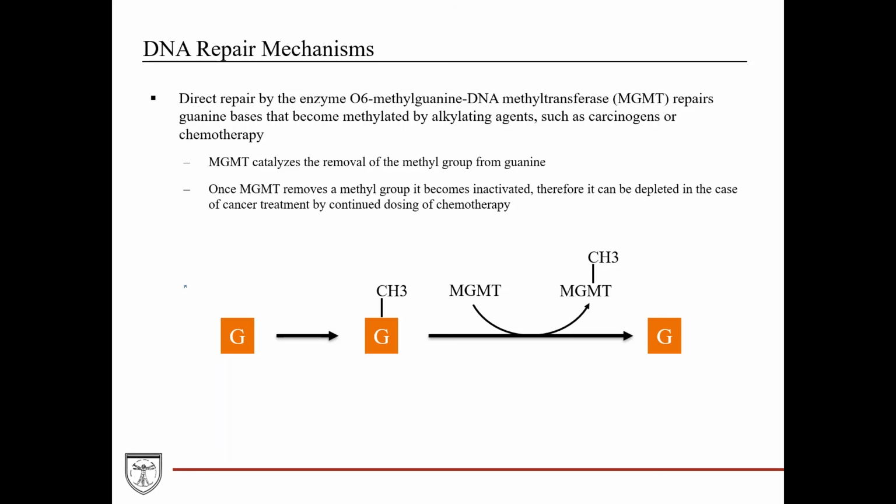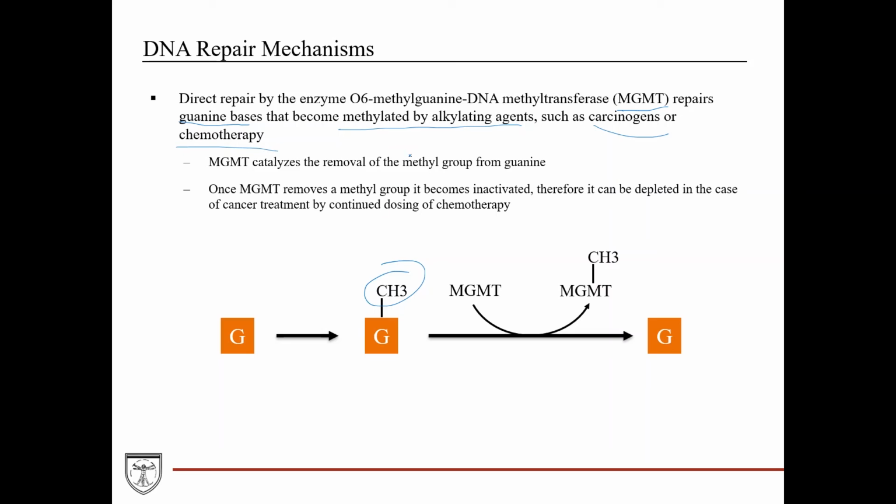All right, so this is an interesting repair mechanism. It's direct repair by an enzyme called O6-methylguanine DNA methyltransferase, or MGMT for short. And it repairs guanine bases specifically that have become methylated by alkylating agents. Now, alkylating agents are agents that add methyl groups, essentially. And they can actually be carcinogens or chemotherapy. Either way, they're damaging DNA, and I'll explain the distinction in a minute here.